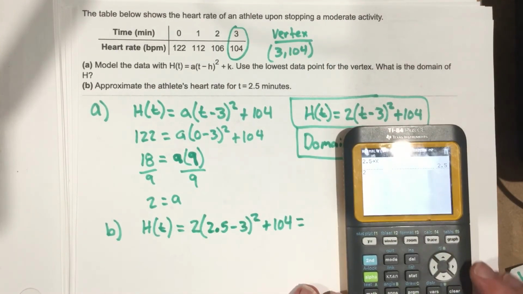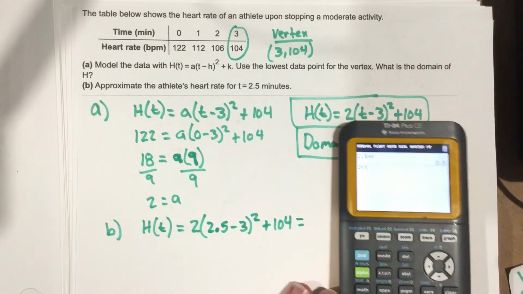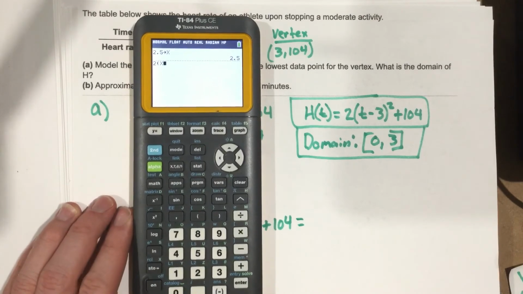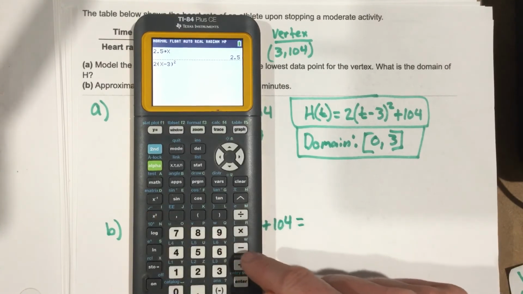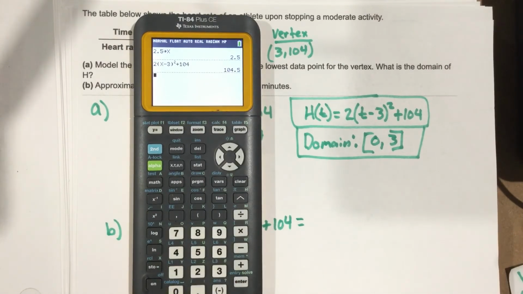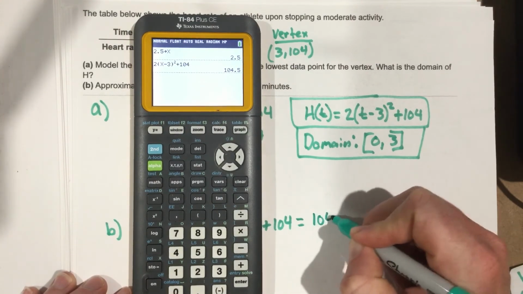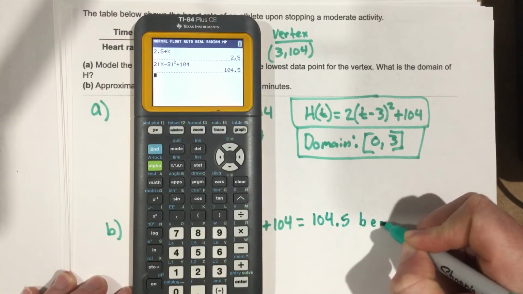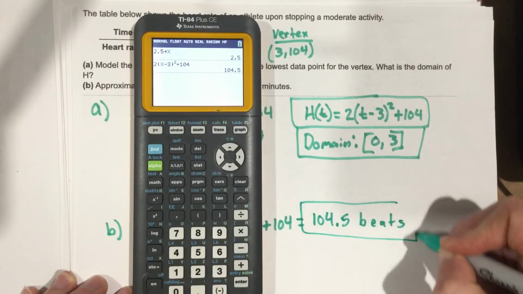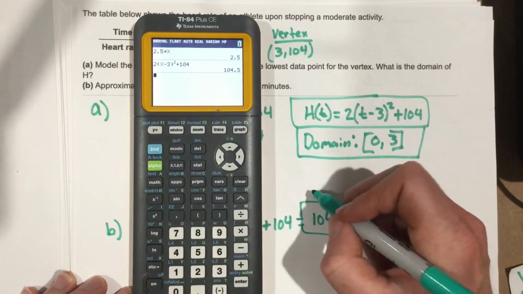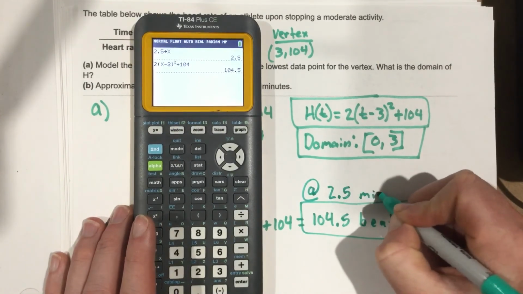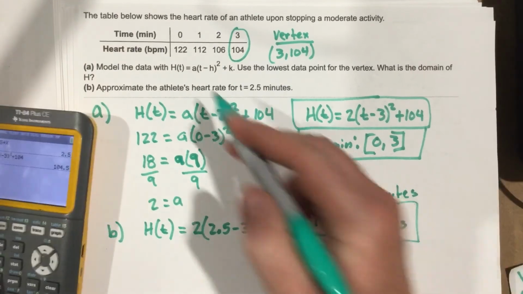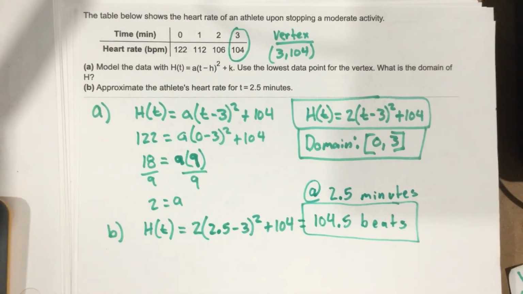So 2 parentheses x minus 3 squared plus 104, hit the enter button, tells me 104.5 beats. So heart rate of 104.5 beats. And that's at 2.5 seconds. So not 2.5 seconds, at 2.5 minutes. Because in the problem they said 2.5 minutes. Hope that makes sense.